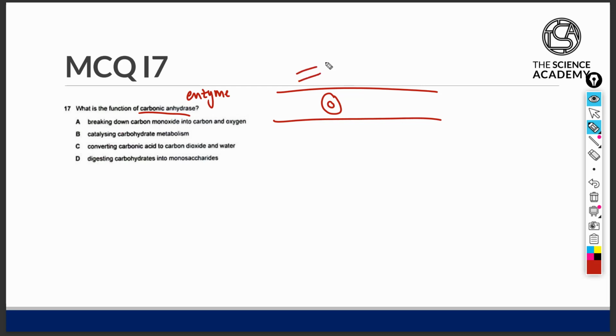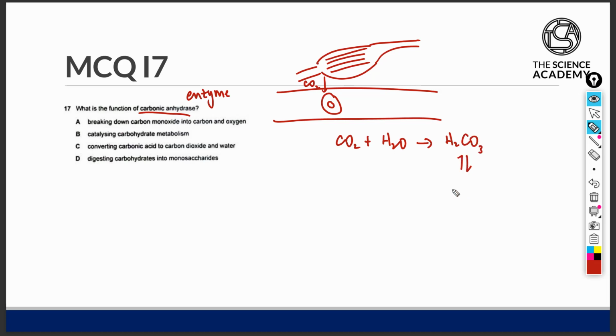For example, when carbon dioxide gas is formed as a waste product in our muscle cells, it diffuses into the bloodstream as dissolved CO2 gas and enters this red blood cell across this partially permeable cell surface membrane. In this red blood cell, carbonic anhydrase exists, and this enzyme helps to react carbon dioxide with water. This forms an acid known as carbonic acid, which then ionizes into H+ ions and bicarbonate ions.